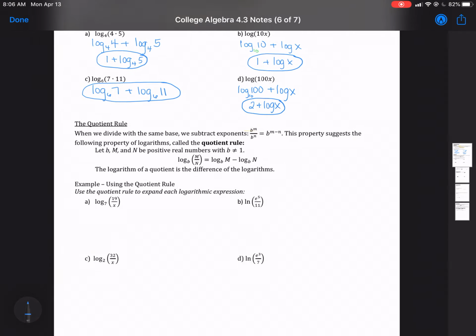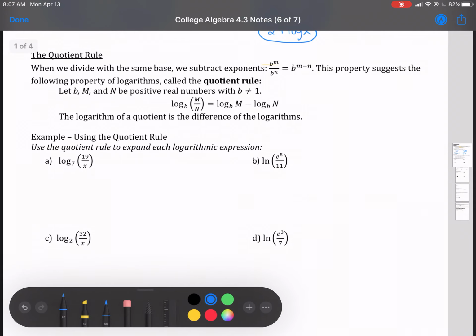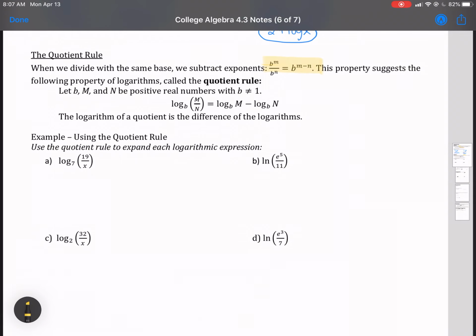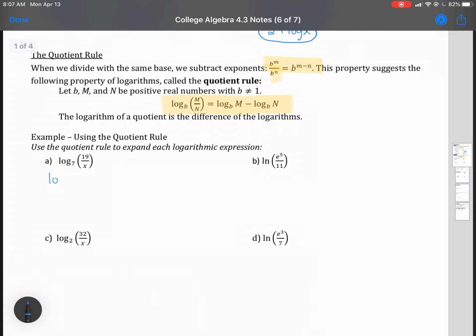Okay, so our second rule we're going to look at is the quotient rule. So when we are dividing, remember we subtract our exponents of like bases. So again, when we're dividing inside a log, we're going to expand it and make it subtraction. So log base 7 of 19 divided by x becomes log base 7 of 19 minus log base 7 of x. And that would be our expanded expression. We can't simplify that any further.